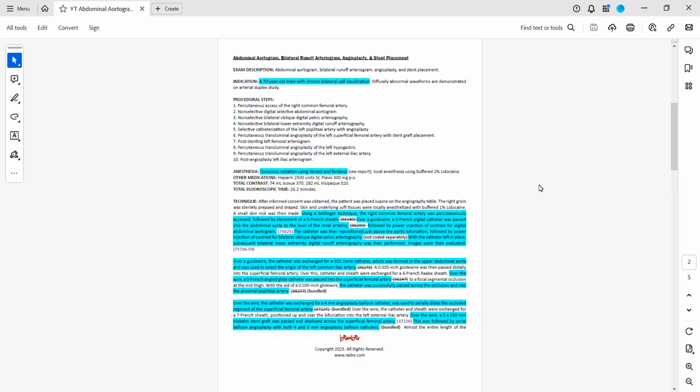So this week I have chosen a case that features an abdominal aortogram with a bilateral runoff study, followed by an angioplasty and also a stent placement. So let's go ahead and jump right in.